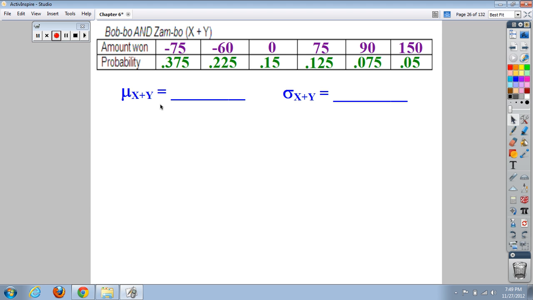Now, for the mean and standard deviation of this new probability distribution model, this is where you're going to want to use your calculator. We're going to put these numbers into list 1, the probabilities into list 2. Again, to get the mean, we're going to find the sum command and type in L1 times L2. And when you do that, you should get negative $18.